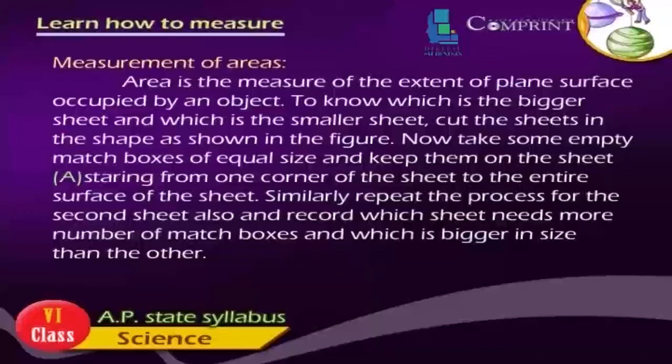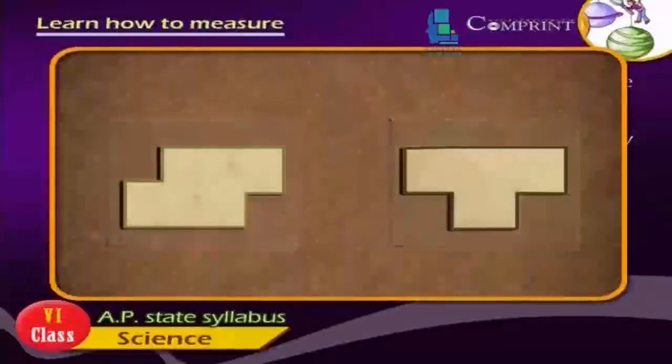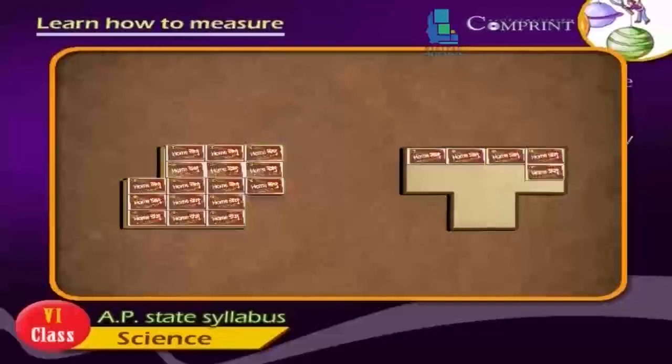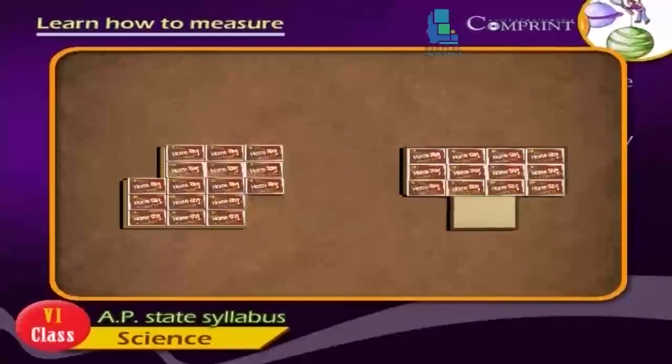Measurement of areas. Area is the measure of the extent of plane surface occupied by an object. To know which is the bigger sheet and which is the smaller sheet, cut the sheets in the shape as shown in the figure. Now, take some empty matchboxes of equal size and keep them on the sheet, starting from one corner of the sheet to cover the entire surface of the sheet. Similarly, repeat the process for the second sheet also and record which sheet needs more number of matchboxes and which is bigger in size than the other.